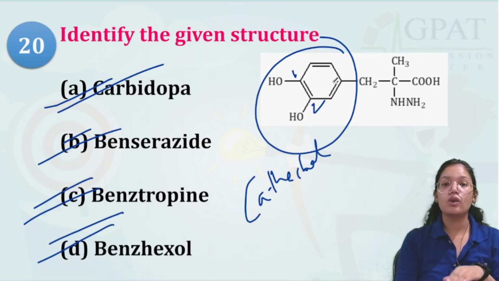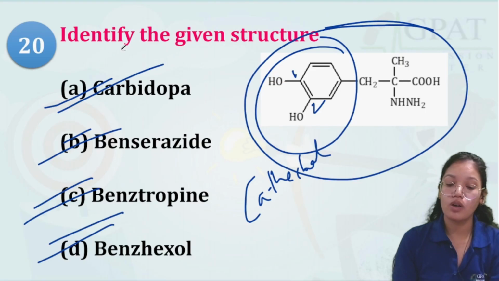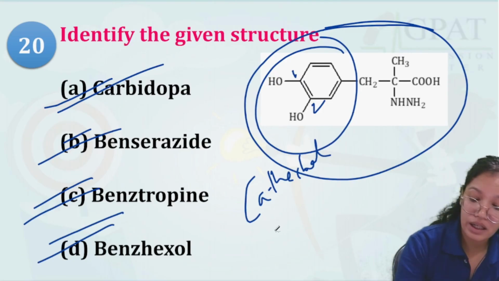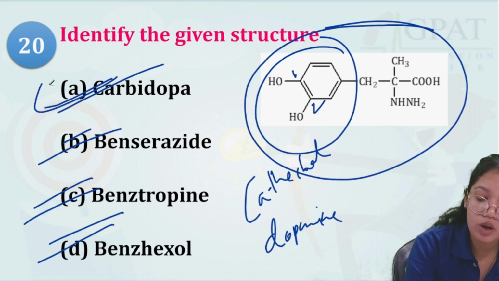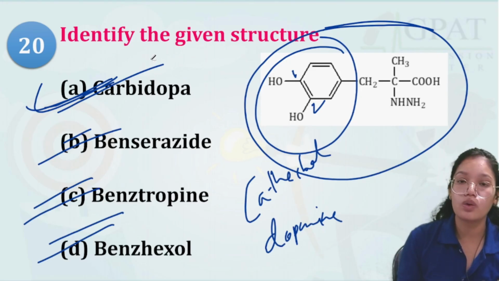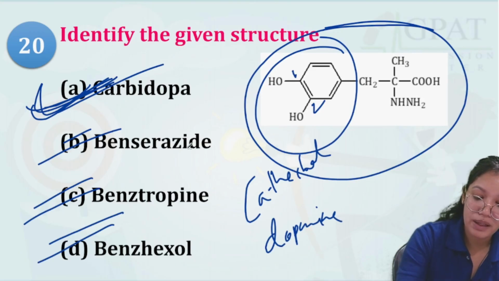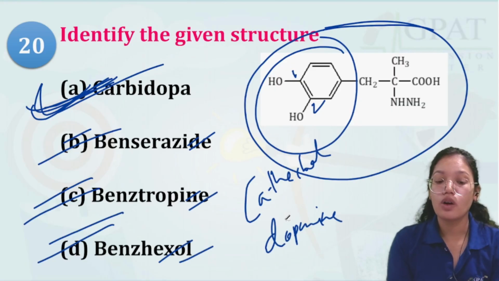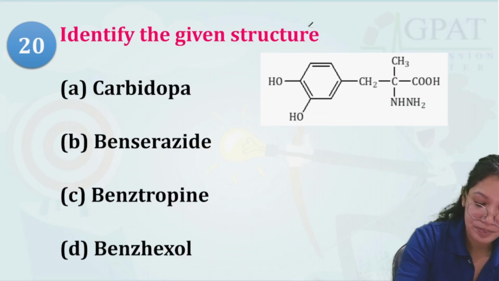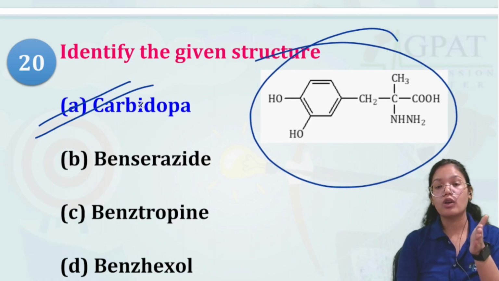Now which drug contains a catechol ring? Dopamine contains a catechol ring. Dopamine is also a type of catecholamine. And here we can see carbidopa, an analog of dopamine. So carbidopa is the right answer. Now benserazide, benztropine, and benzhexol do not contain the catechol ring. So carbidopa is the answer here. This structure belongs to carbidopa, which contains a catechol ring.